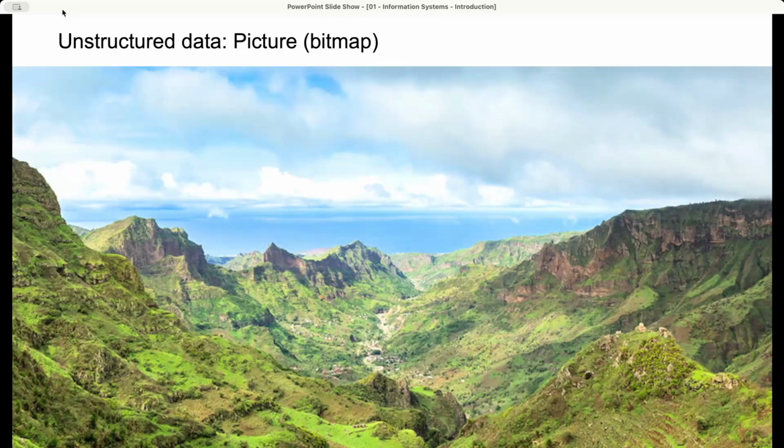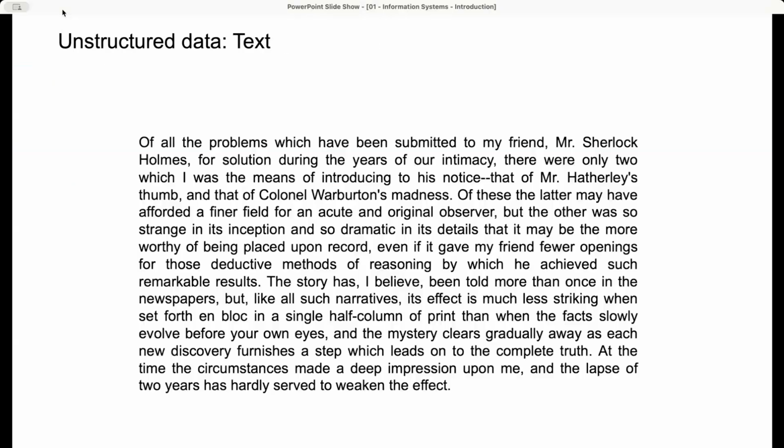If you use older versions of Windows or that kind of operating system, you might know that a picture is also referred to as a bitmap. That just means that it's bits in the end. It's zeros and ones, and it's a huge matrix with the color information of every point, right? So this is also considered unstructured.